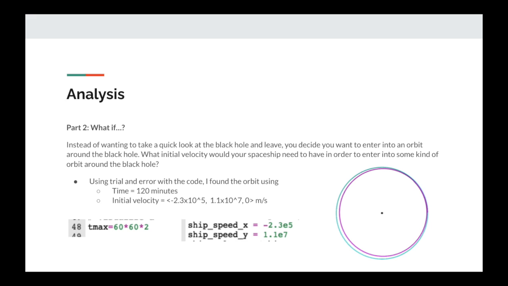I found the orbit using time equals 120 minutes and initial velocity equals, in component form, negative 2.3 times 10 to the 5th, comma, 1.1 times 10 to the 7th, comma, 0 meters per second. And below you can see the lines of code I edited in GlowScript as well as the computational model.